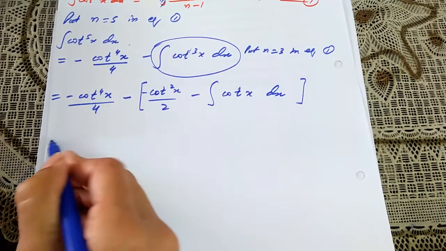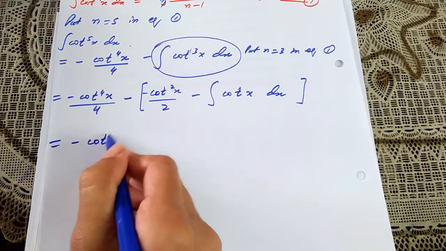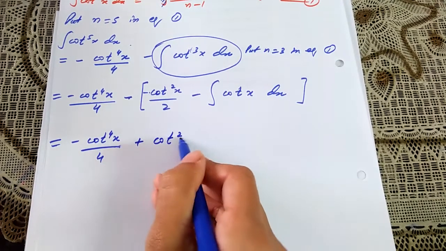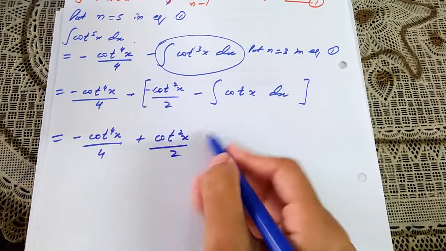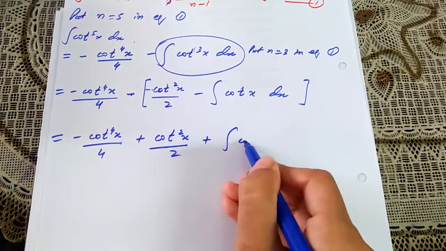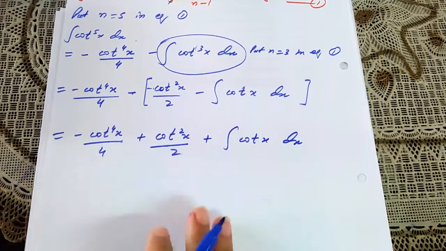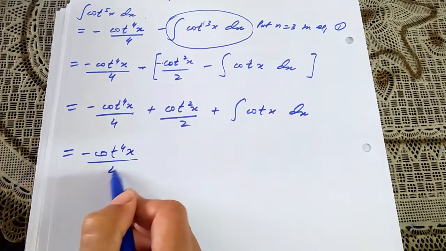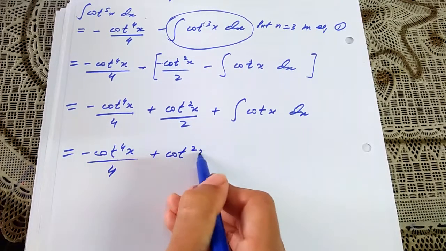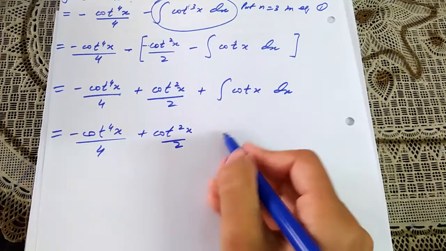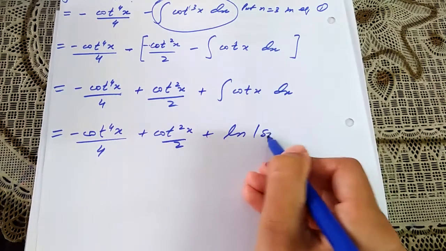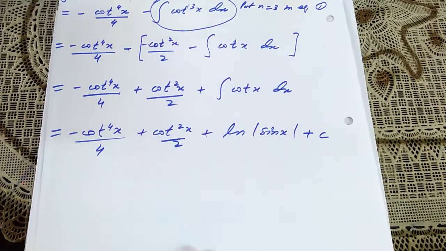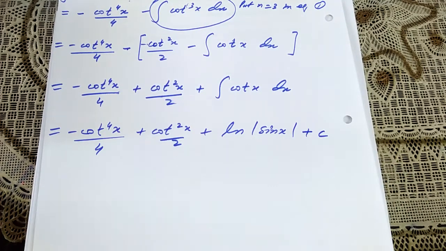Now this will be evaluated as minus cotangent 4 of x over 4 minus minus plus cotangent square of x over 2 minus minus plus, now integration of cotangent of x dx. This will be equals to minus cot 4 of x over 4 plus cot square of x over 2 plus ln sine of x. You know that integration of cotangent x is ln sine of x, plus constant of integration will come here as it is.